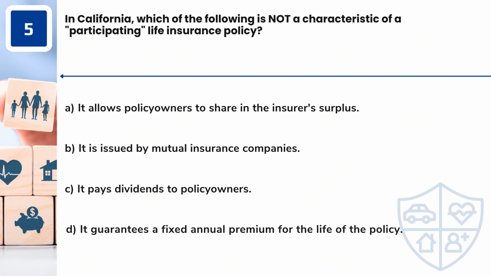Question 5. In California, which of the following is not a characteristic of a participating life insurance policy? A. It allows policy owners to share in the insurer's surplus. B. It is issued by mutual insurance companies. C. It pays dividends to policy owners. D. It guarantees a fixed annual premium for the life of the policy.